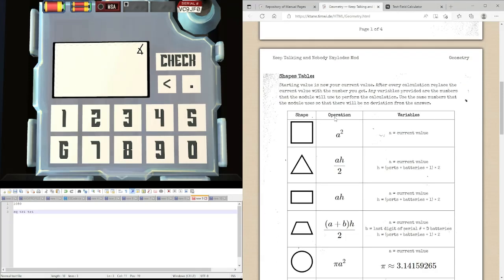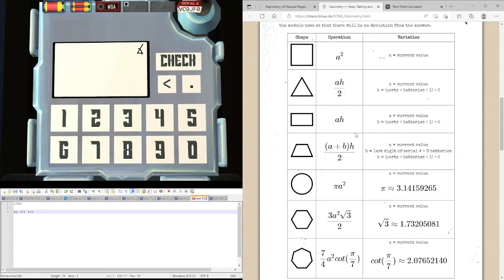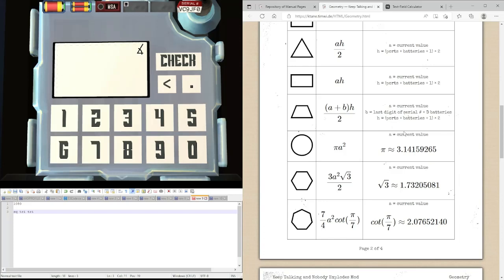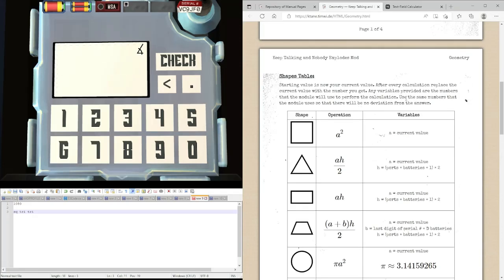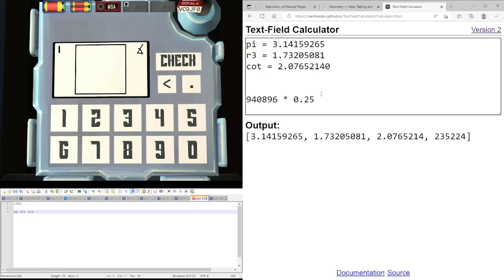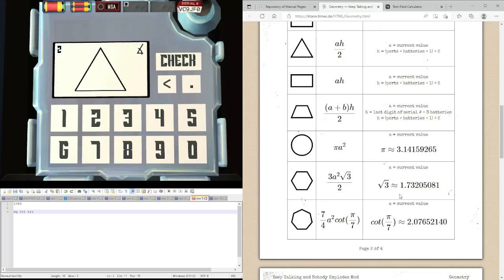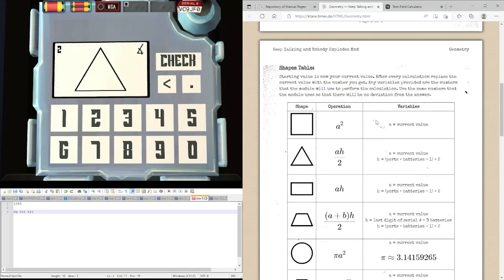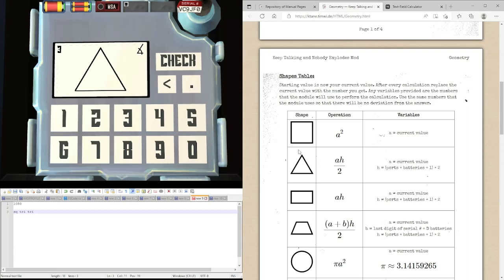And then what we're going to do is use these equations to get a final number. There are these 3 values, for which you should use the numbers the module uses, just so there aren't any variations. I put them here just in case we need them. Those values being pi, the square root of 3, and the cotangent of pi over 7. So let's just get started.